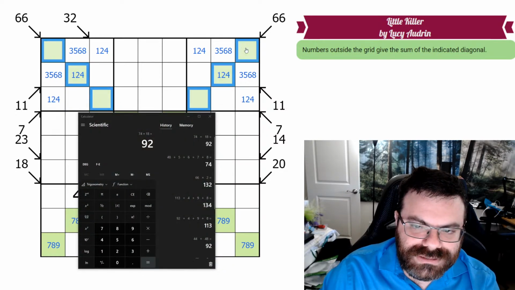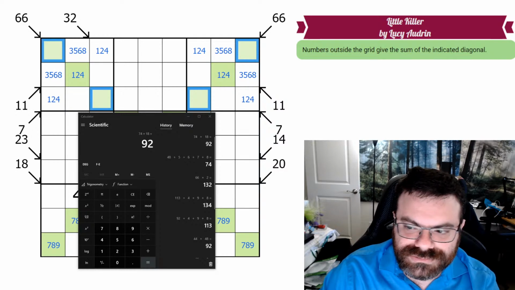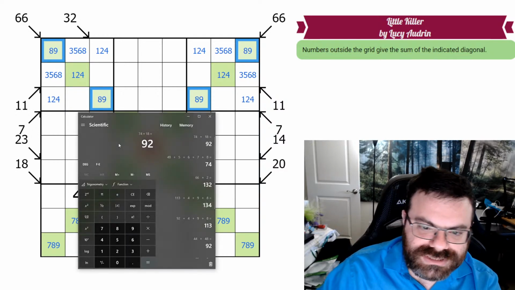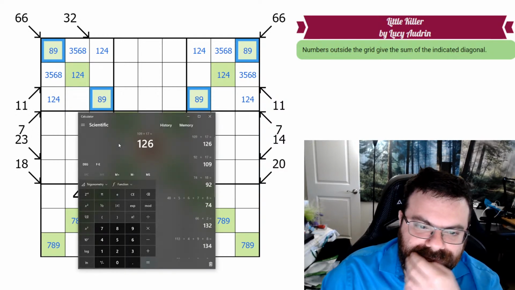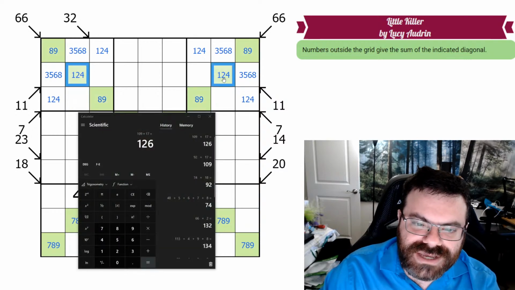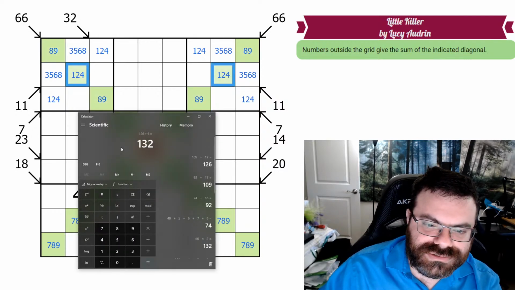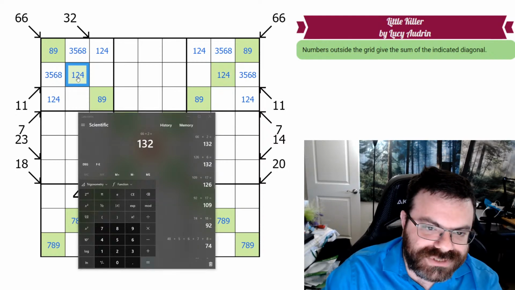Now, these could be 9, 8. So let's add those in. So that's 17 twice. And then these max out at 2, 4. So that's another 6. So that's 132. And 66 times 2 is 132. So we have no degrees of freedom here.